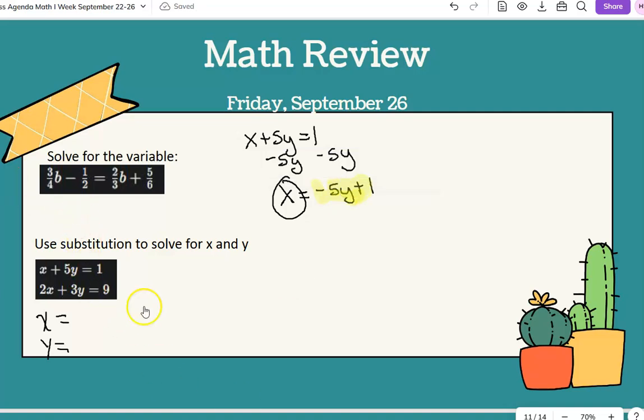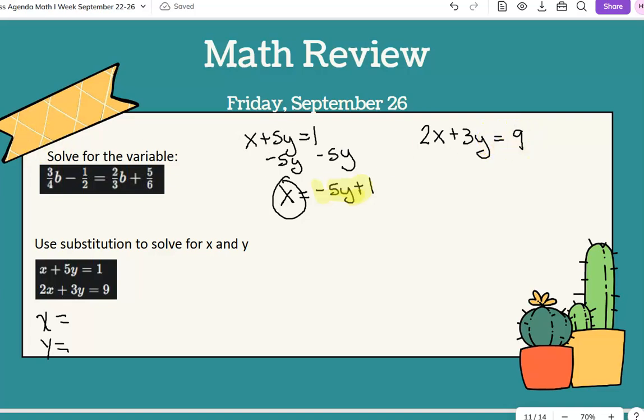I could have moved my 2x plus 3y equals 9. I could have moved my 2x over, and then I would have to divide everything by 3, and I'd end up with a fraction, and I'm trying to stay away from fractions. So that's why I chose x plus 5y equals 1. But I could have done either one. It wouldn't have mattered. Okay, so now I have 2x plus 3y equals 9.